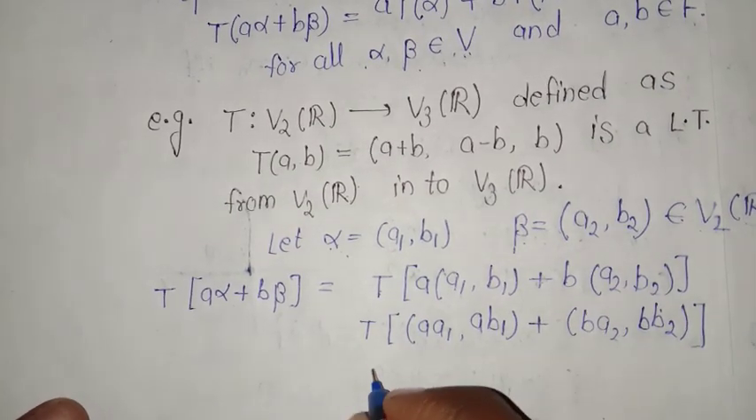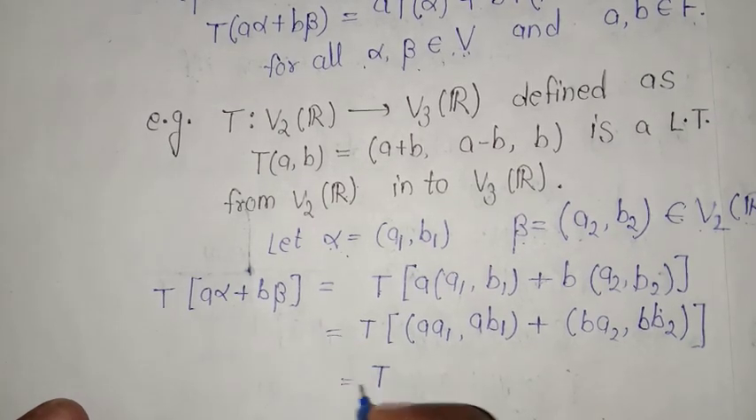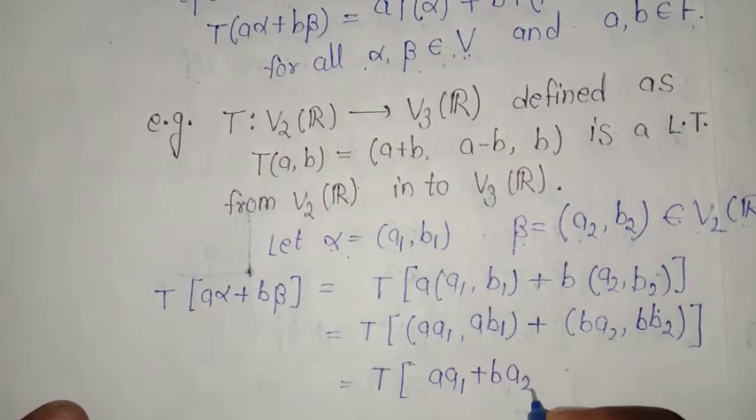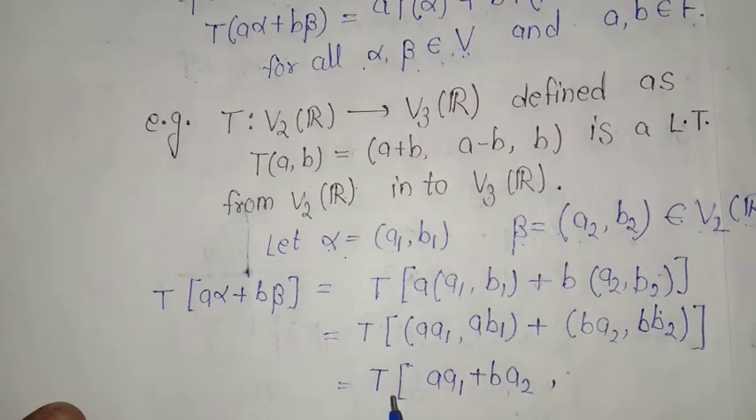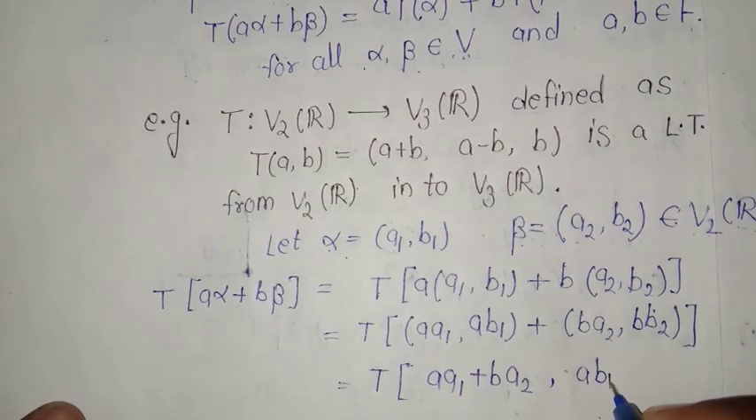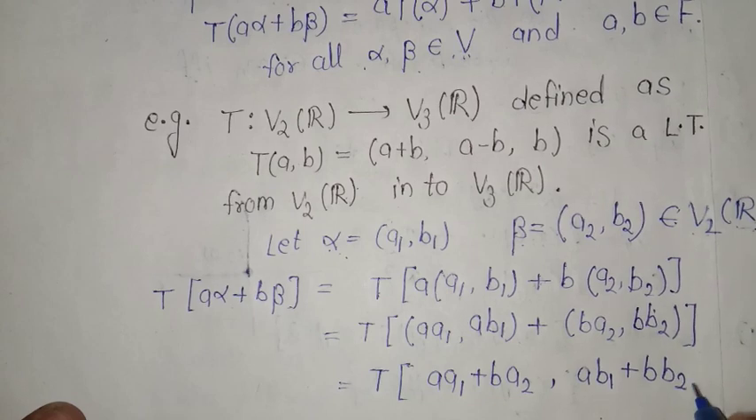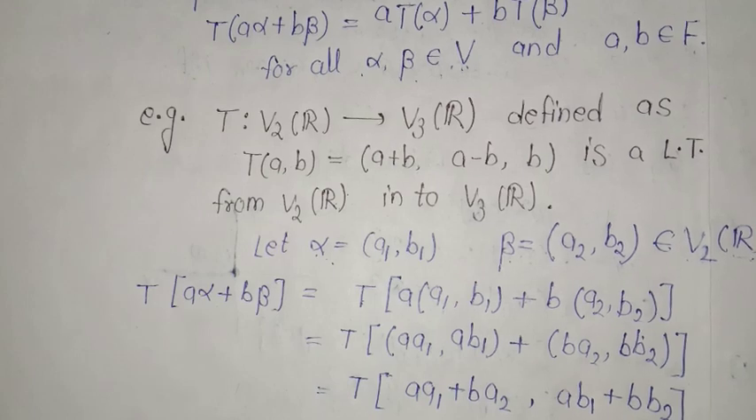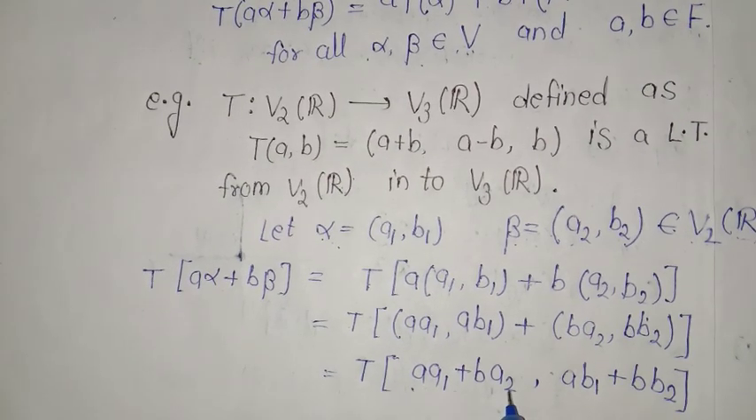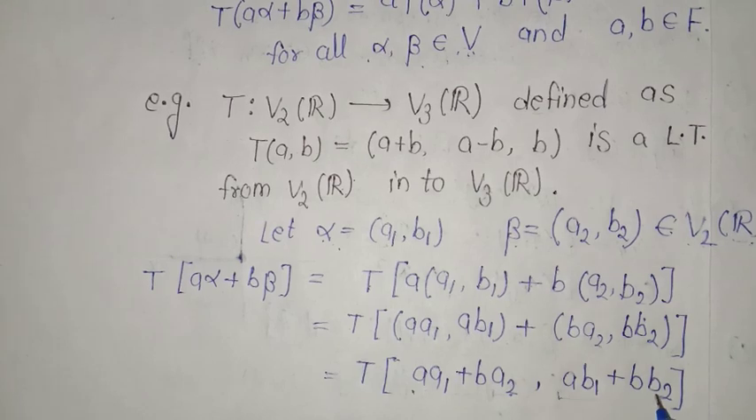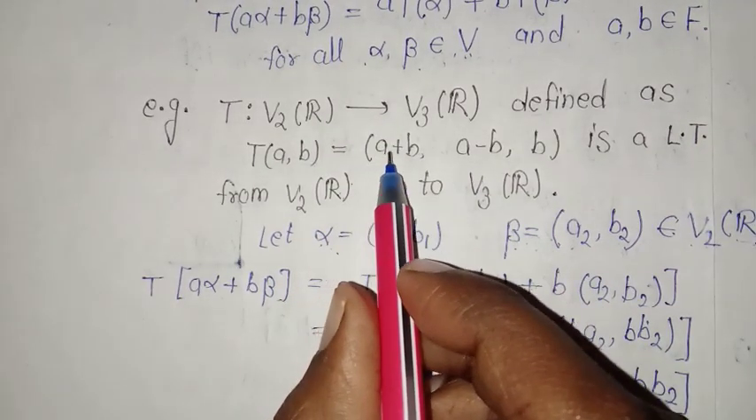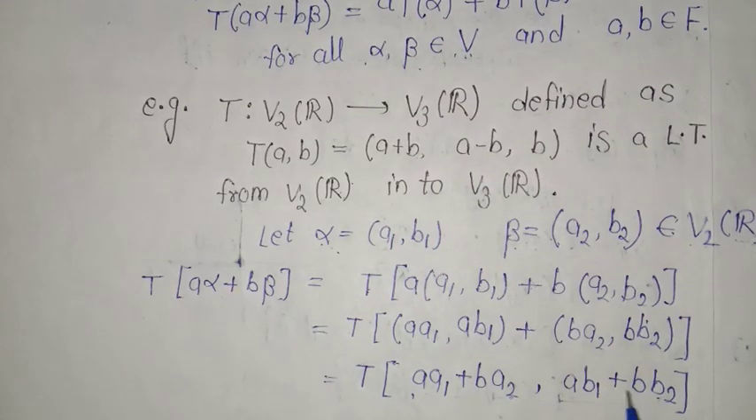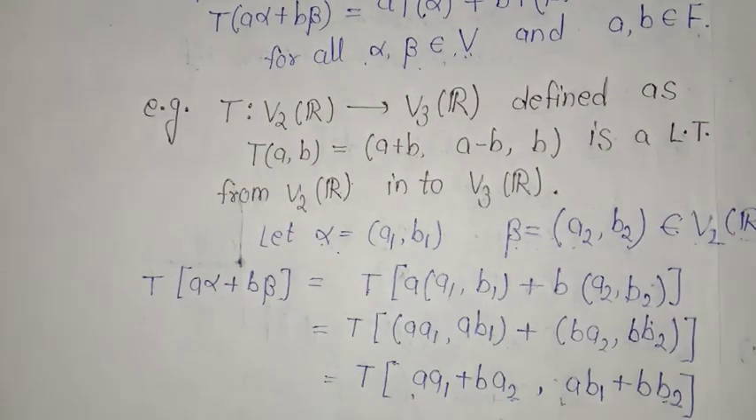Now if I take the component wise addition, then this becomes T of (a a1 + b a2, a b1 + b b2). Now according to the definition of the given transformation, if we apply this transformation, at the place of A we have this component and at the place of B we have this component. So firstly, according to the definition, we will add this component, then we will subtract it, and after that at the third position we will take this component.